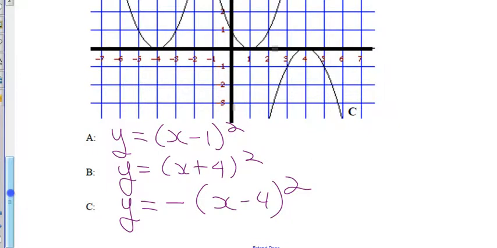Okay, y equals negative because it opens down. X minus 4 because it's moved 4 units to the right. Right? Wow, let's just fly through this. Then you can actually have some time to study for your test tomorrow.